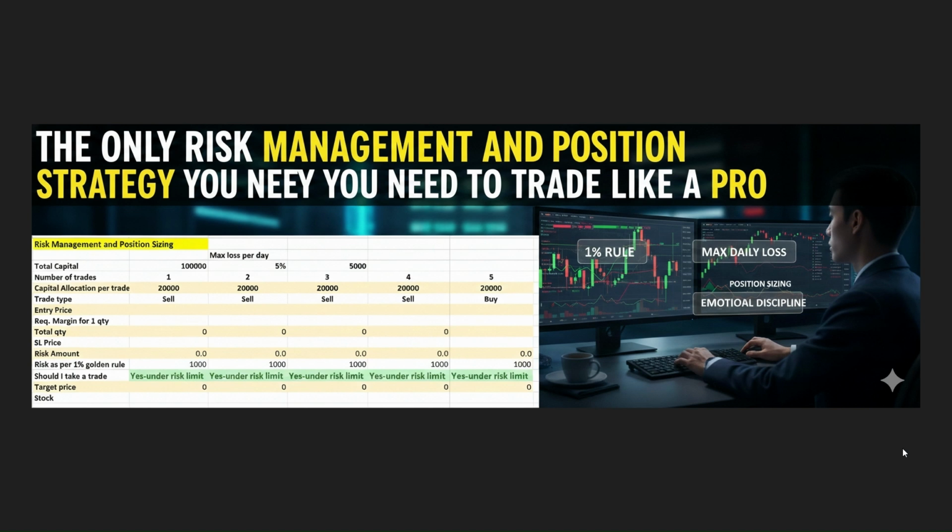Remember, the market doesn't care about your feelings, but it deeply respects your discipline. Stop trying to be right and start trying to be consistent. Use this math, what we explained in the risk management and position sizing template, to turn the chaos of the live market into a structured, calm, and profitable business. So go out in the market, stick to the plan, and let the math do the heavy lifting.